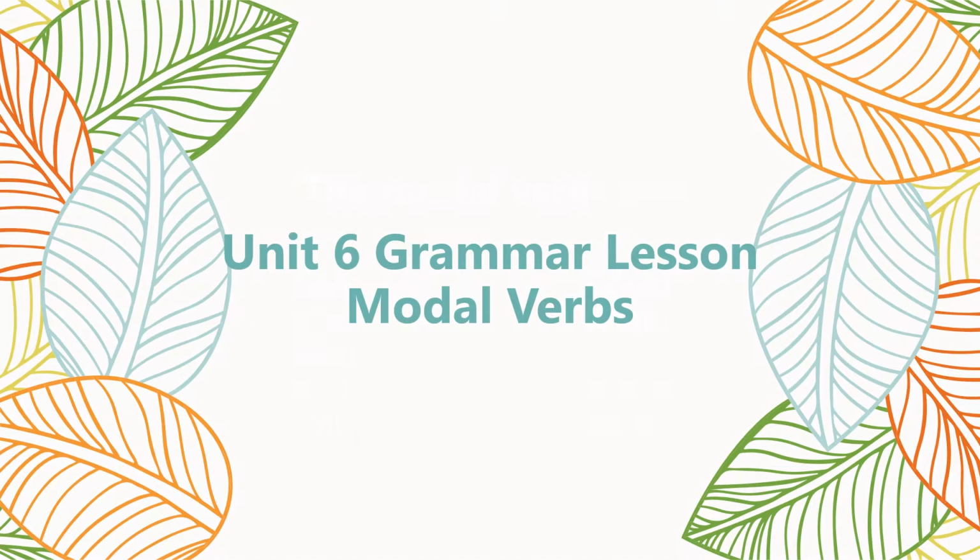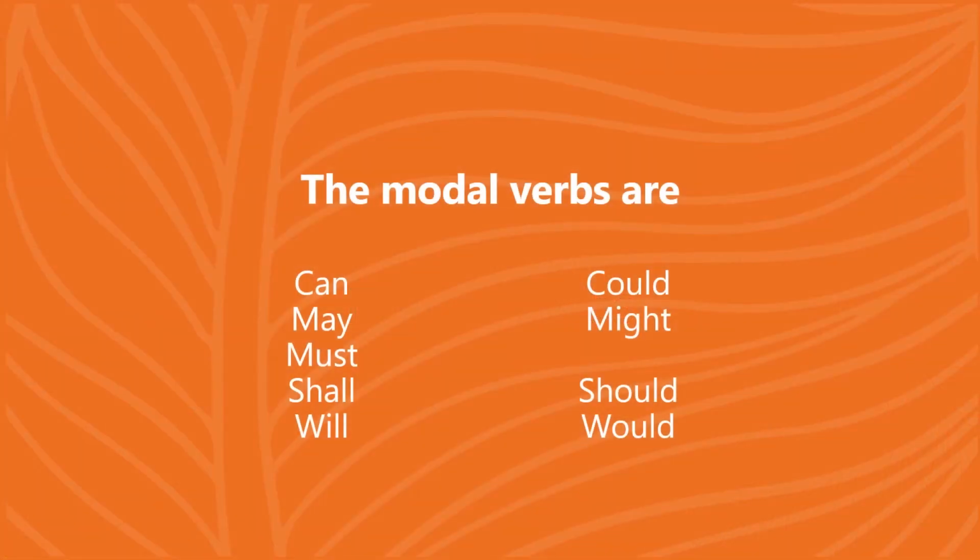Basically, the modal verbs are these words. Okay, perkataan-perkataan ini dia terlibat sebagai modal verbs. We have can, and the past version would be could. We have may. The past version would be might. We have must. Same for our present and past version. And then we have shall, as well as should for the past version. And then will and would. Okay, if you see these words, they are modal verbs.